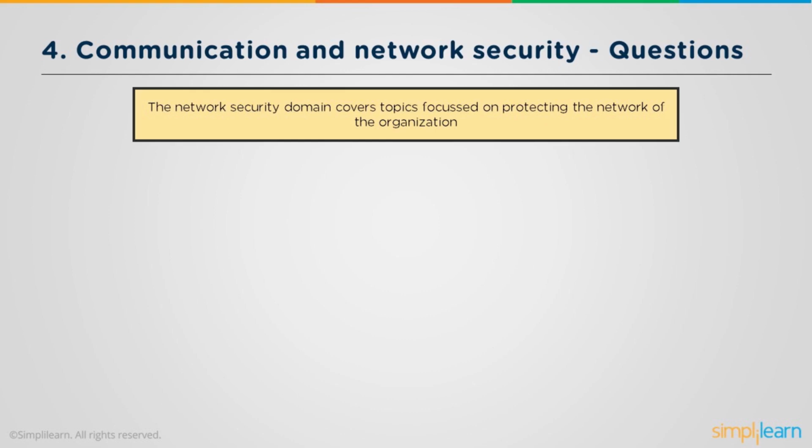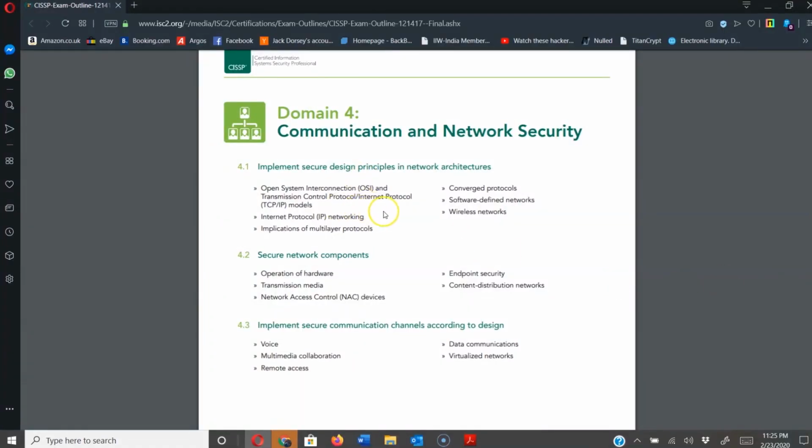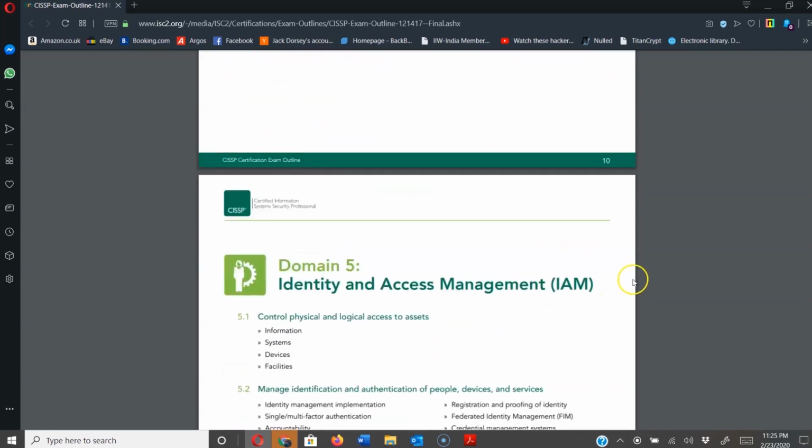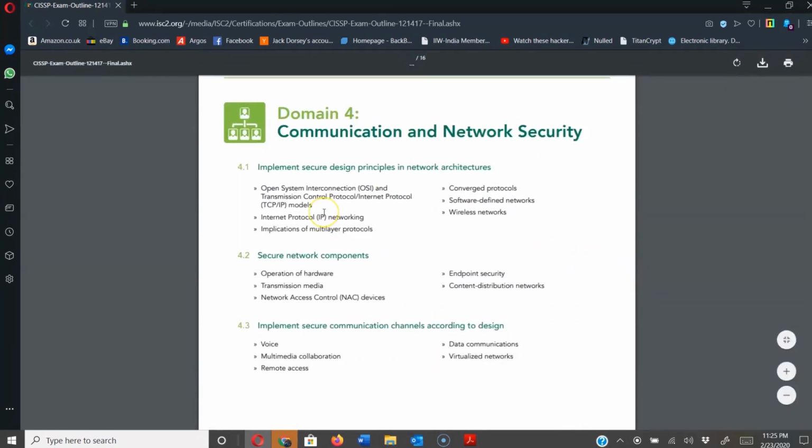Looking at domain 4, we are talking about the OSI layer, open systems interconnection, compared to the TCP/IP, or the transmission control protocol over internet protocol models. We're talking about internet protocol itself. We are talking about converged protocols, software defined networks, wireless networks. Then we are talking about securing network components. So we talk about firewalls, types of firewalls, endpoint security, network access control devices, and we look at them over virtualized networks, VoIP, multimedia, remote access, data communications. Right, so all of this is concerned within domain 4.